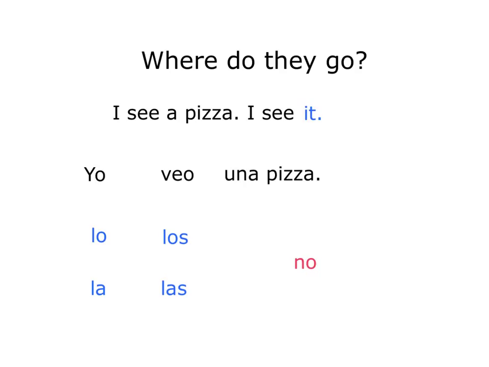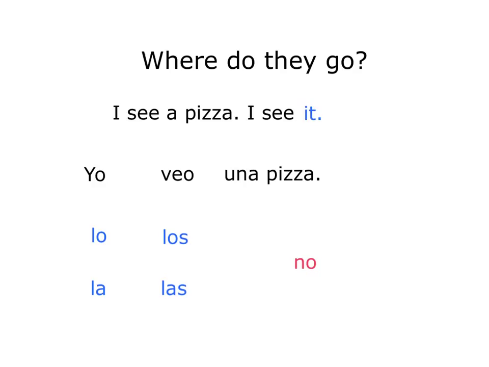Now that we know what direct object pronouns are, let's figure out where they go in a sentence. In English, it's pretty straightforward. I see a pizza, I see it. You take the thing that you want to substitute, kick it out of the sentence, and replace it with your substitute, the direct object pronoun. I see it. In Spanish, it's a little bit more complicated because in Spanish, they don't file the direct object pronouns in the same spot that we do in English.